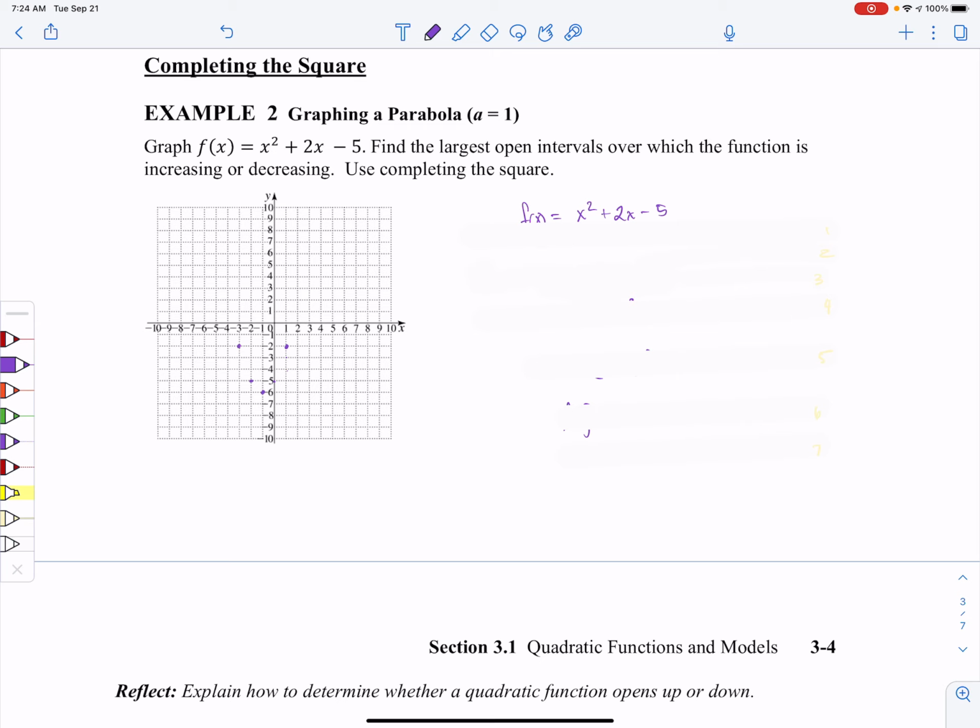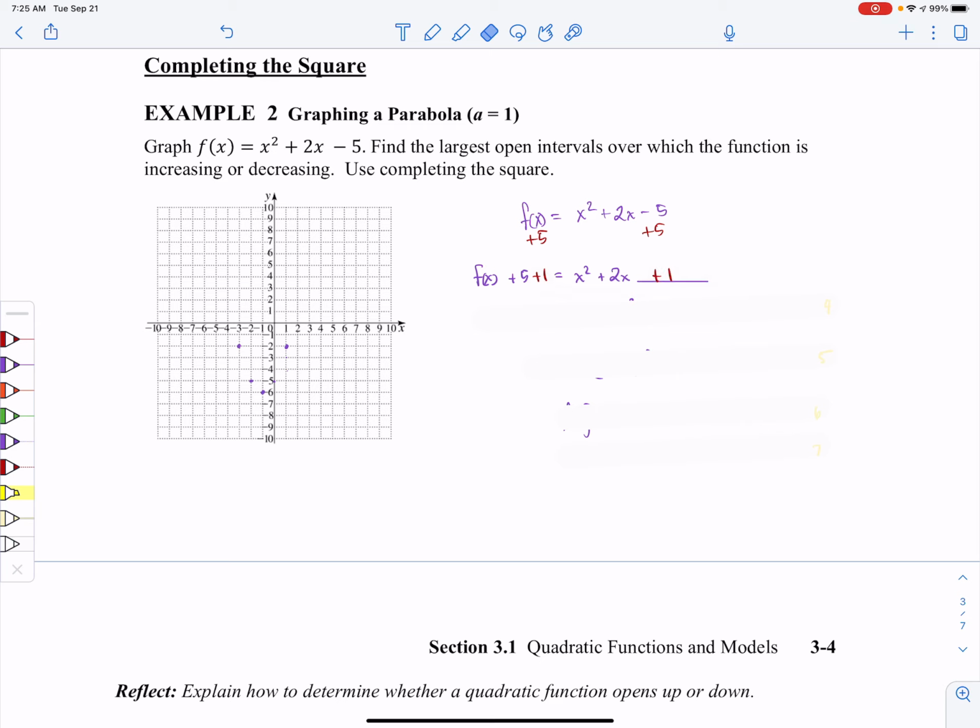All right, so the first thing I'm going to do is I'm going to add 5 to both sides. I know that you can't do f of x plus 5, but basically I'm just holding it over on the left side temporarily. And after I've added 5 to both sides, this is where I'm going to take half of b, square it, and add that to both sides. So half of b is 1. When I square 1, I get 1, and so I'm going to add 1 to both sides.